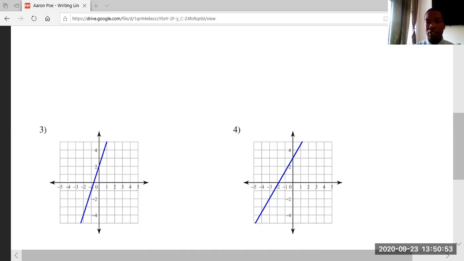Yes, m is equal to 3 over 1. Let me put that in the chat real quick. So then my equation is y equals 3x plus 2.